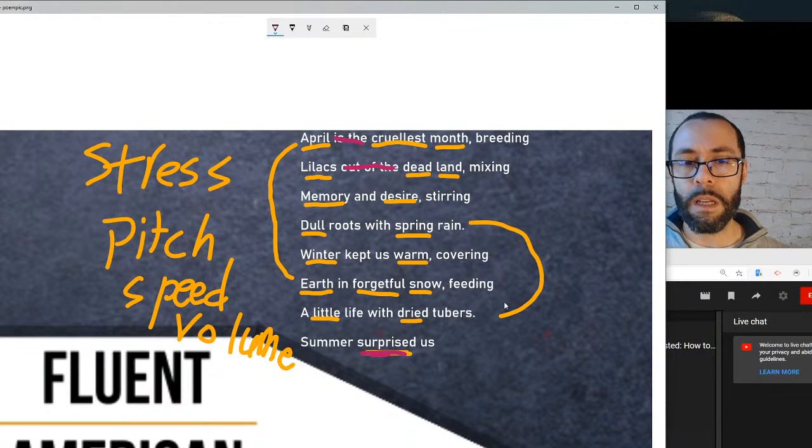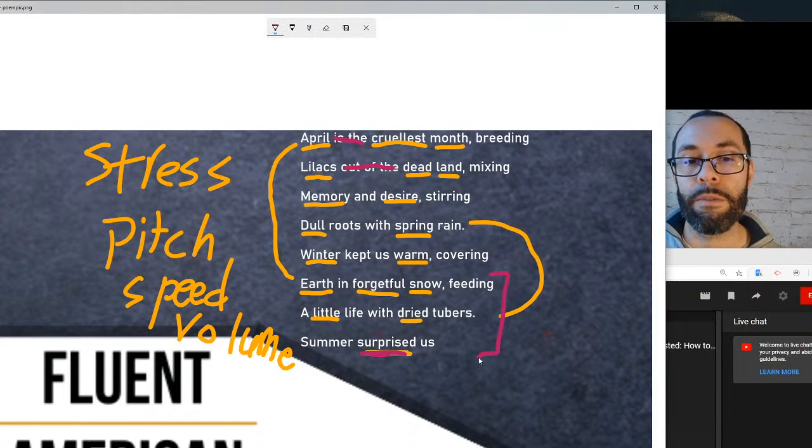To give you an example of that again, let's read those last three lines again. Earth and forgetful snow, feeding a little life with dried tubers. Summer surprised us. You can hear the rhythm there. It's a little bit disrupted. It's not like it's been before.